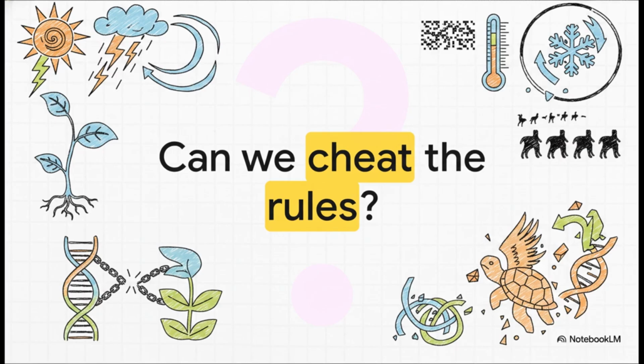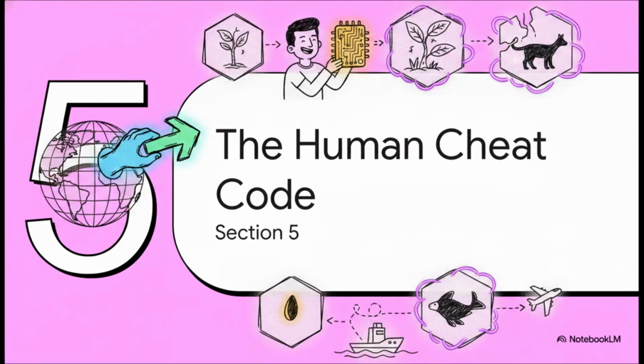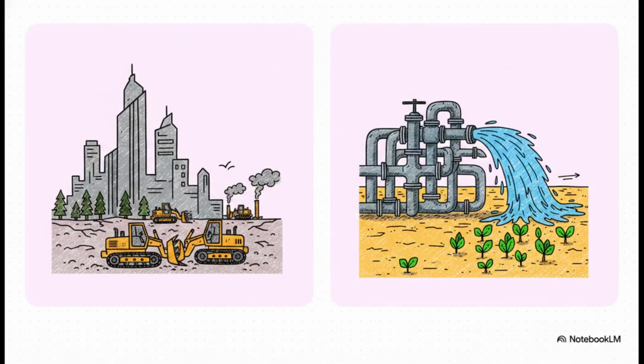We've just seen the strict rules of rainfall, temperature, competition, and adaptation. So, can we cheat the rules? And that leads us perfectly into Section 5, the human cheat code. This is where we encounter the anthropogenic paradox, the reality where humans actively attempt to bypass the ancient natural boundaries of biological distribution. There are two main ways we actively alter this biological map.